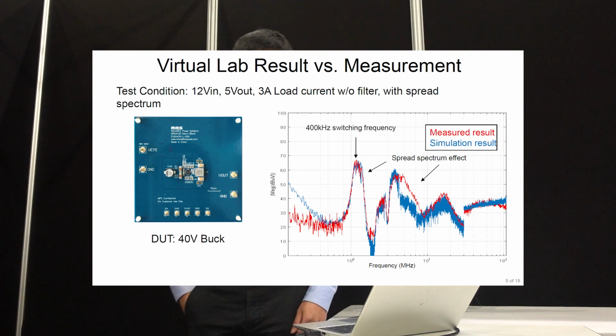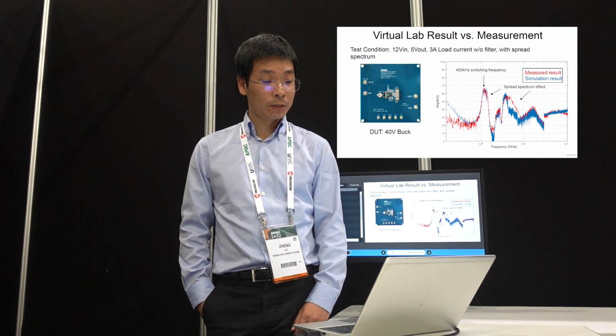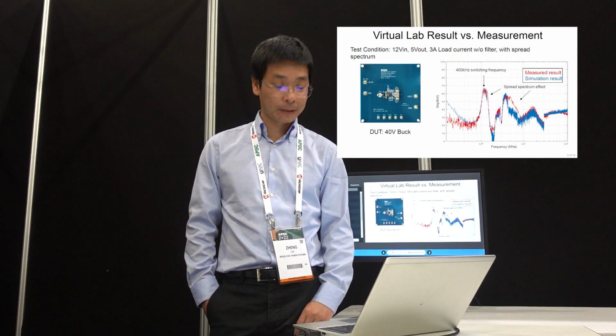So here is the result. We just show this as an example. This is a 40 volt monolithic automotive buck, and we have a test condition at 12 volt in, 5 volt out, and 3 amp load without filter. And we turn on the spectrum. So you can see from the comparison, the simulation result matches the measured result pretty well.